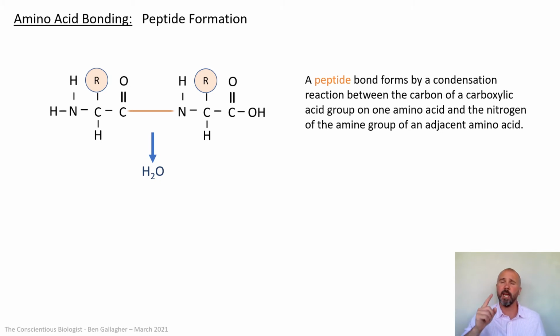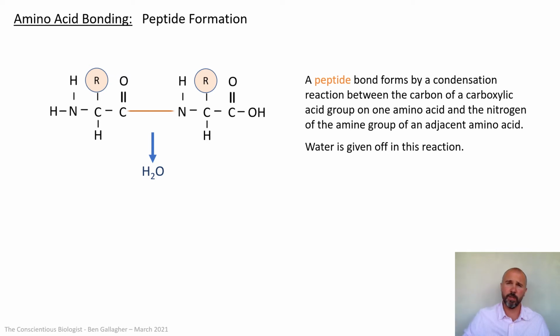A peptide bond forms by a condensation reaction between the carbon of the carboxylic acid group on one amino acid and the nitrogen of the amine group on an adjacent amino acid. So we're saying exactly what it forms between, how it forms. Key bonus point, water's given off in this reaction. Always worth a mark in the exam.